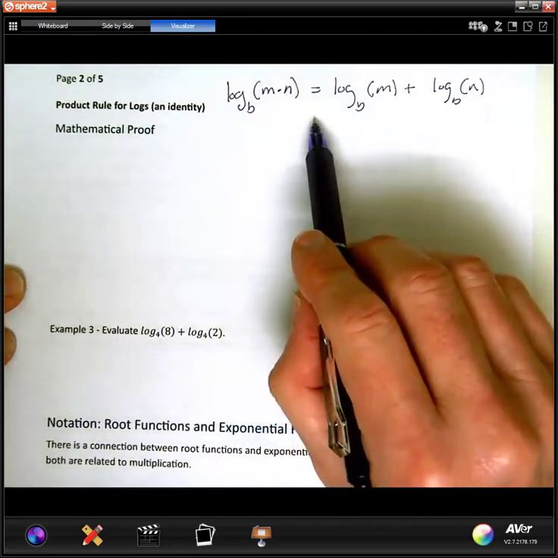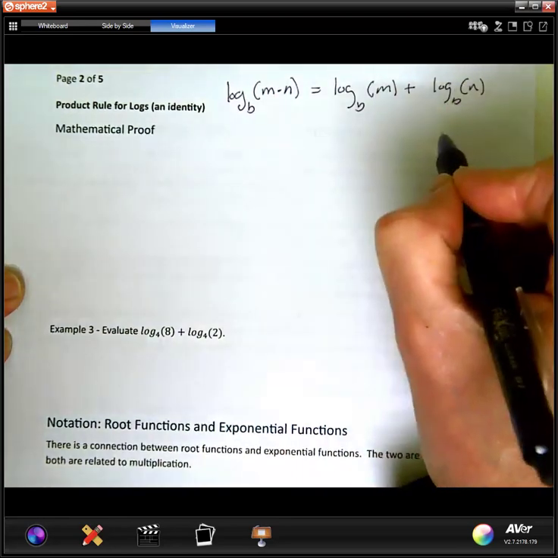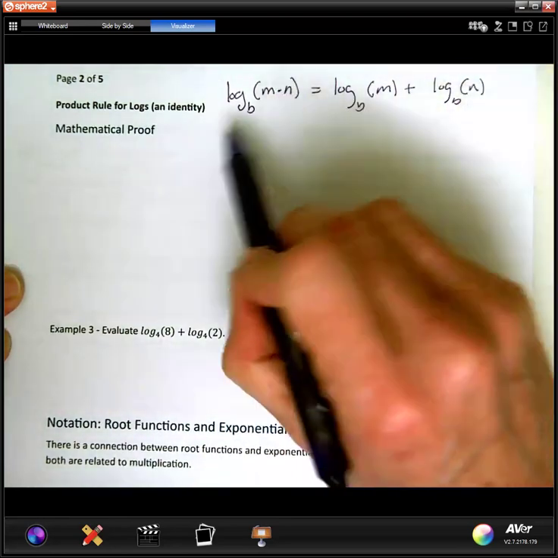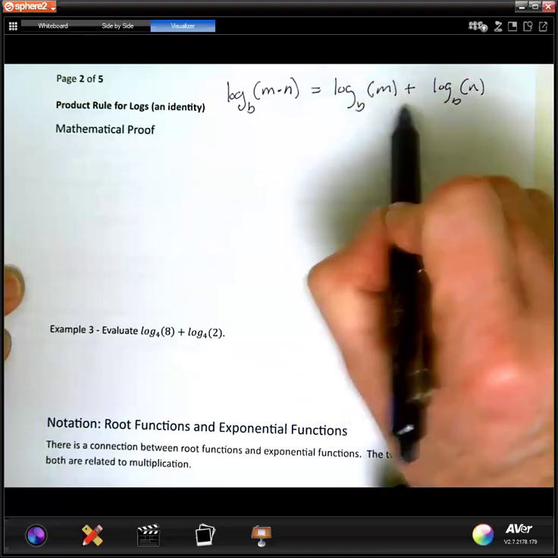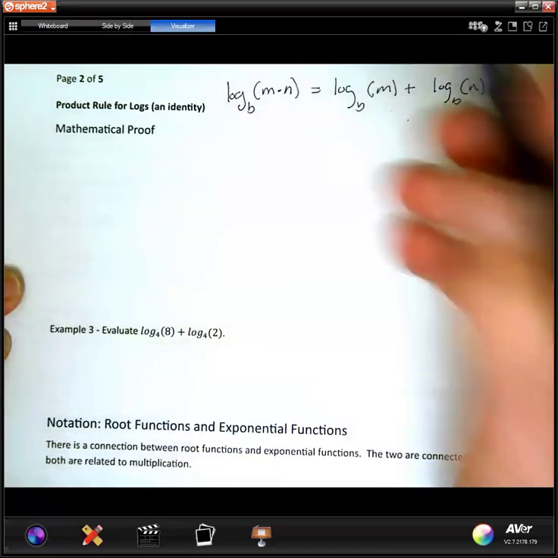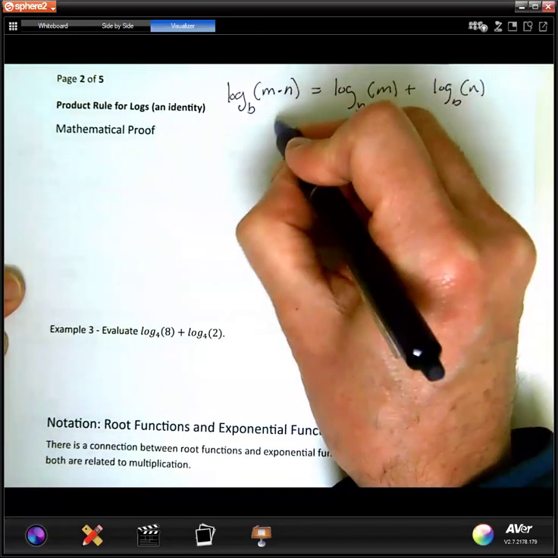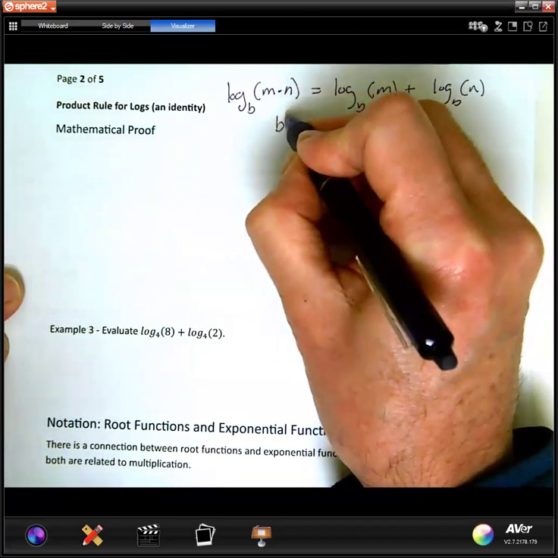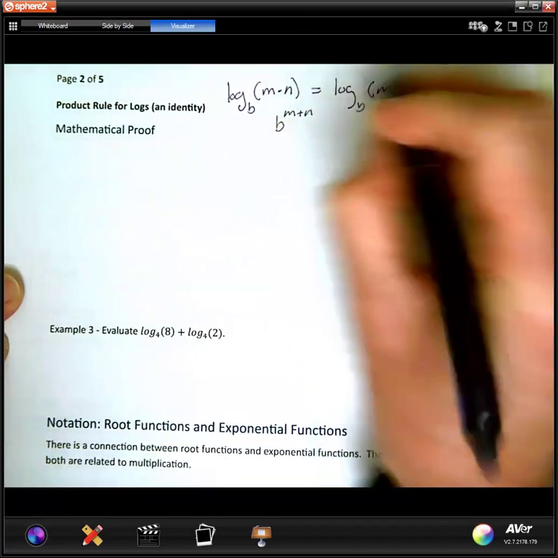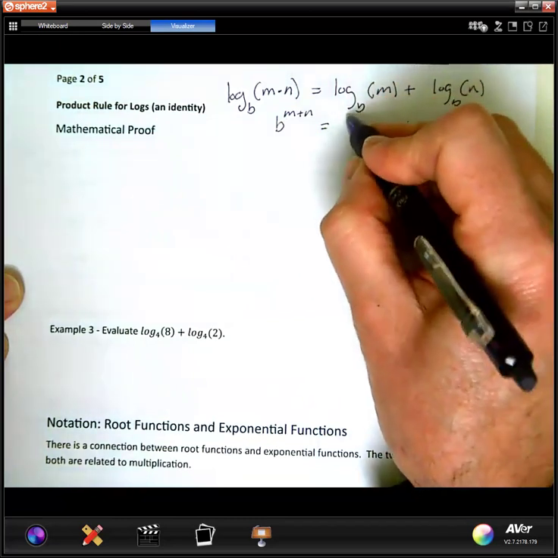Okay. Now, where does this come from? This is not obvious at all, and that's where we need identities. Identities make statements that these two are the same, but it's not obvious like the previous example. Where does this come from? It comes from exponents. Again, logs are just the inverse of exponents. So it comes from this fact.